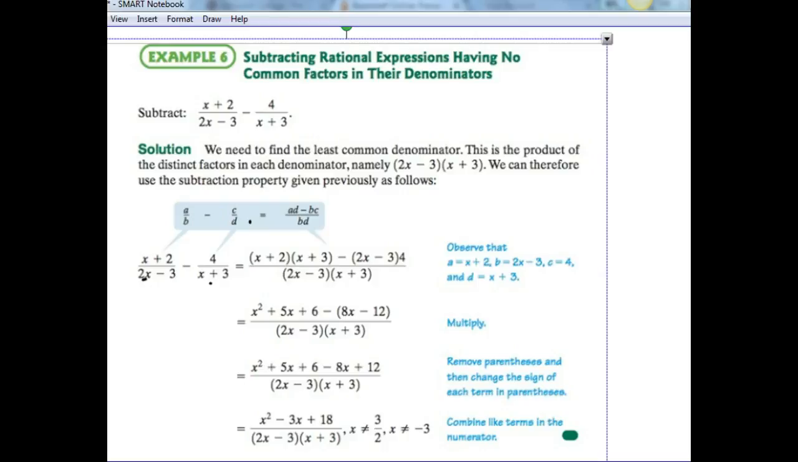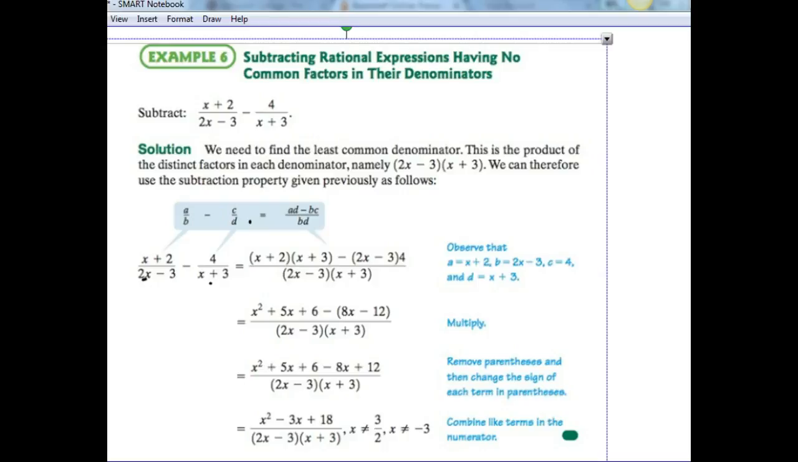So I multiply the x plus 2 by x plus 3, because it was over 2x minus 3 already, it wasn't over x plus 3. To balance that out, I have to multiply the top by x plus 3. In that same fashion, since 4 was over x plus 3 and I have x plus 3 in my denominator, I've got to multiply the 4 by the 2x minus 3, which was the other one. It's a way to kind of balance everything out.